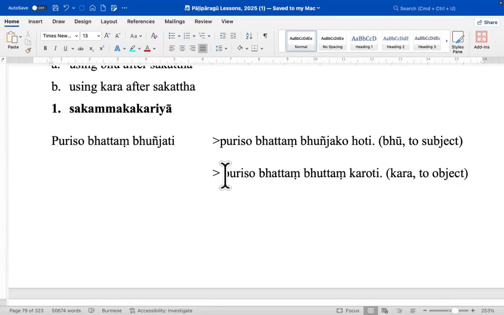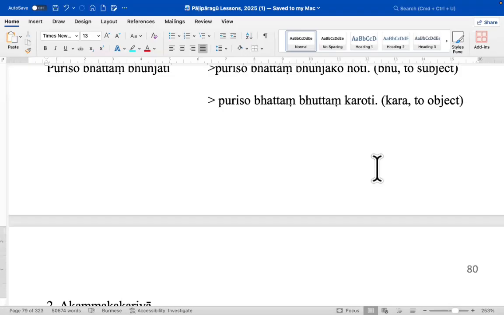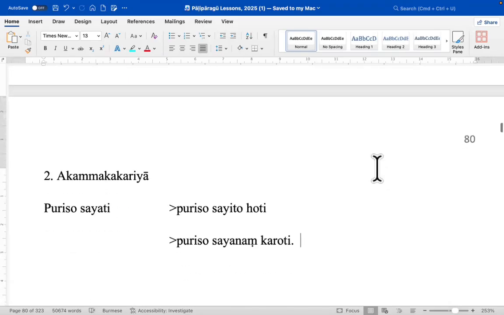In this case, Puriso Bhadan, Sayanto, Bonjanto Hoti. Puriso Bhadan, Bonjanto Hoti, they translate. Puriso Bhadan Bonjana Karoti is like that. So if we write Puriso Bhadan Bonjana Karoti, it's not correct. It's not correct. But how to say, some examples he also gives from the commentary.